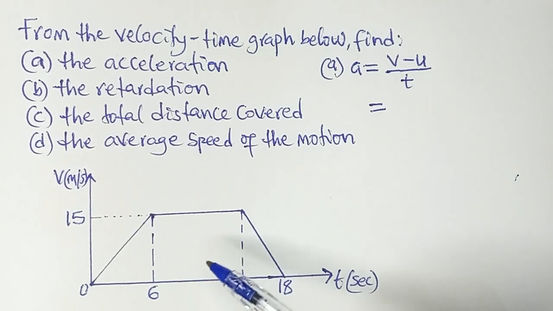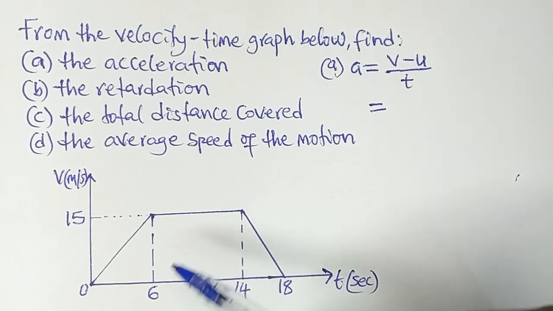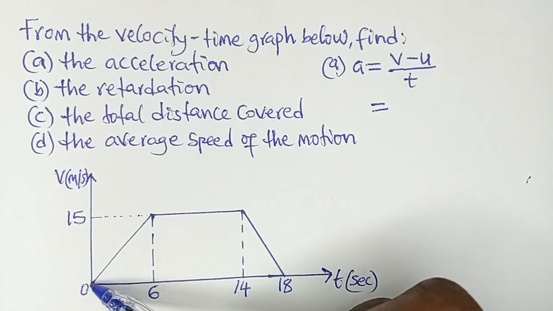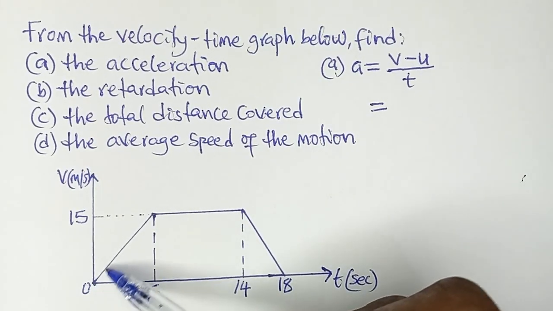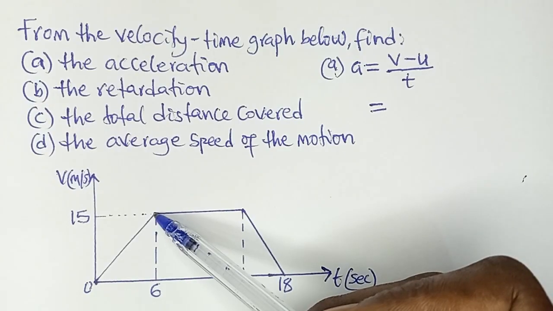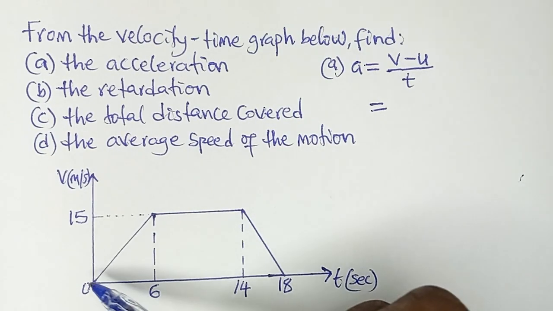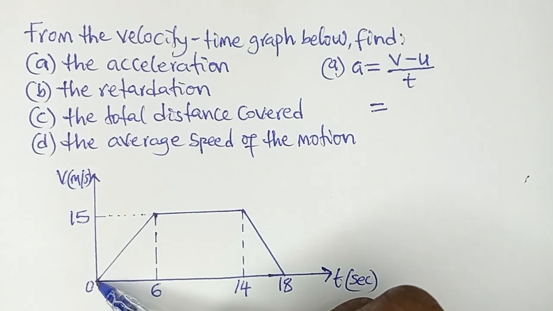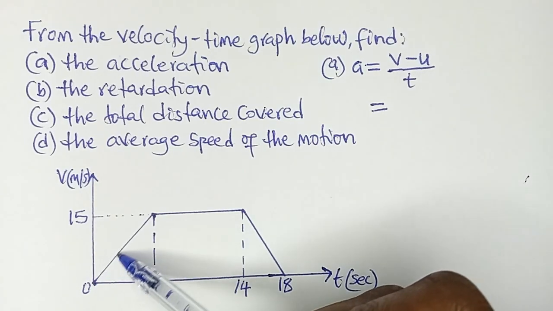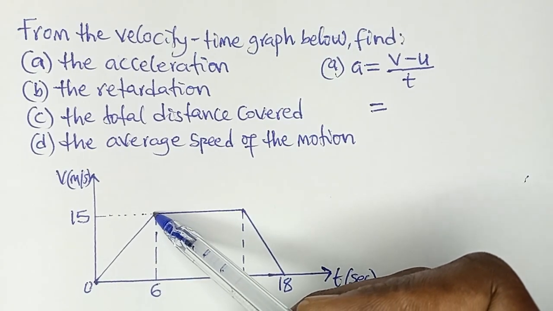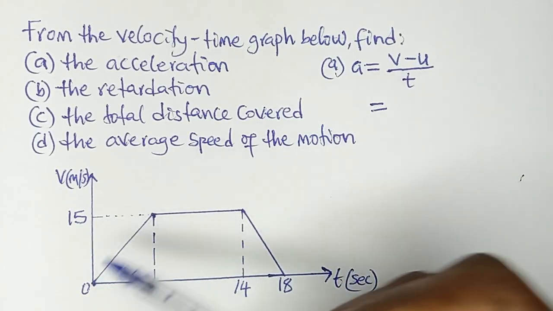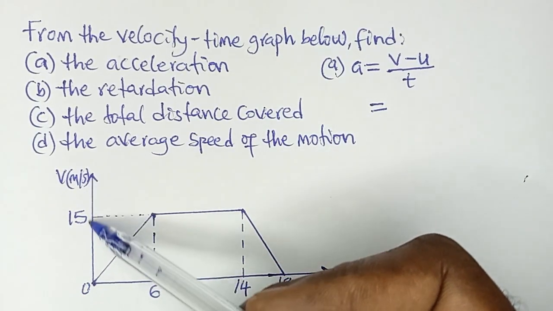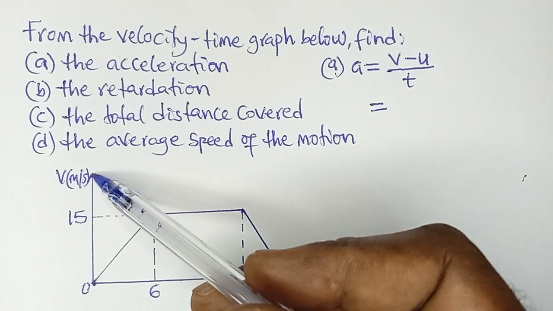Now, from the graph, we have to obtain the value of u, v, and t. So the body moves from here to this point. This is the acceleration part. So we are only going to analyze this part as the acceleration part of the graph. So it started from rest, which is 0, and then increases in velocity up to 15. Don't forget, this level is 15. So when we are reading the velocity, we read only the vertical portion of the graph. That's the vertical axis.